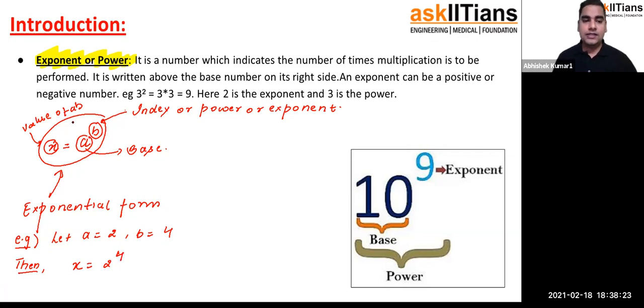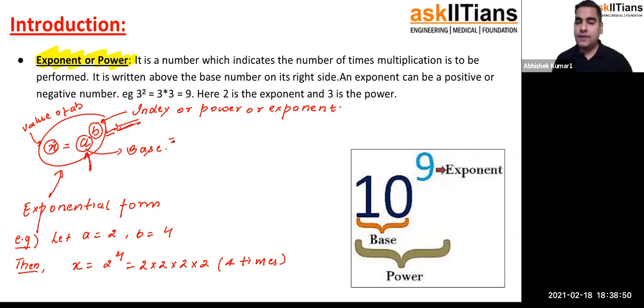Now we need to understand what this exponential form actually says. 2 raised to the power 4 means what? That means we are multiplying this 4 times. Understood? That means whatever value is written as the base needs to be multiplied the number of times we have the power. Here the base is a, the power is b.